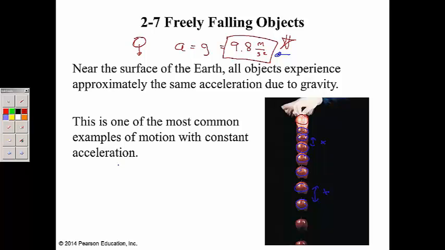Now, just an aside, the last slide mentioned units. Our position will always be in meters. Our velocity will always be in meters per second, and our acceleration will always be in meters per second squared, at least using the SI system.